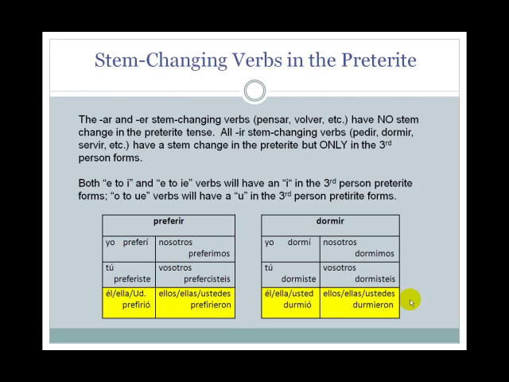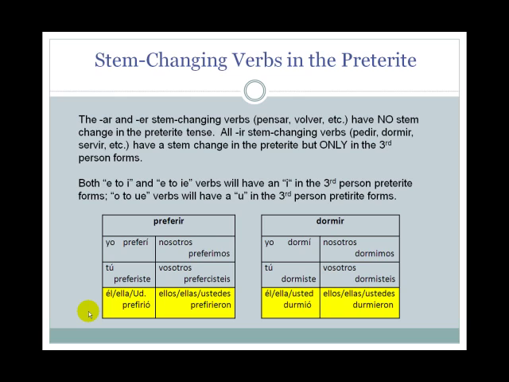The way the stem changes work in the preterite is if it's an E to I or E to IE verb, the E will change to just an I in the third person preterite forms. An O to UE verb will have just a U in the stem of the third person preterite. So for example, the verb preferir. In the present tense, this E changes to IE in all forms but nosotros and vosotros. In the preterite tense, that E just changes to I in the él, ella, usted and ellos, ellas, ustedes conjugations. So the conjugations for preferir are preferí, preferiste, prefirió, preferimos, preferisteis, sorry, there's a typo there, and prefirieron.